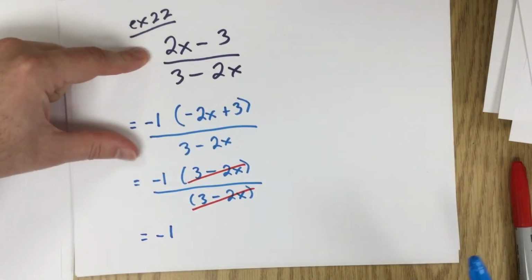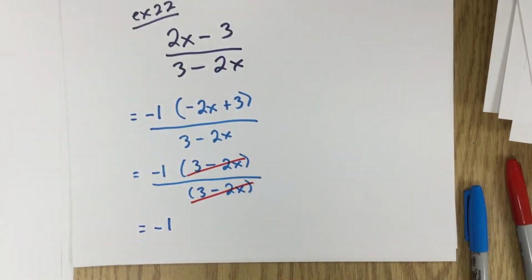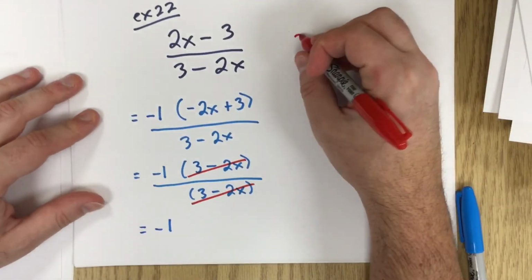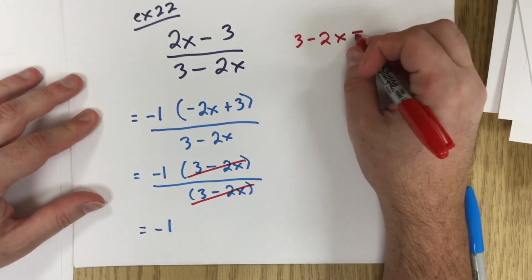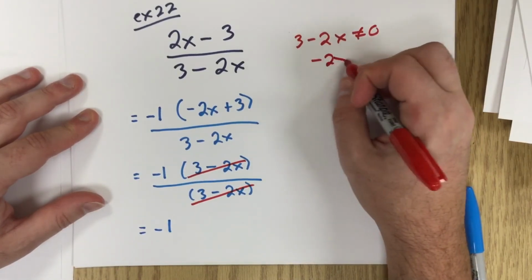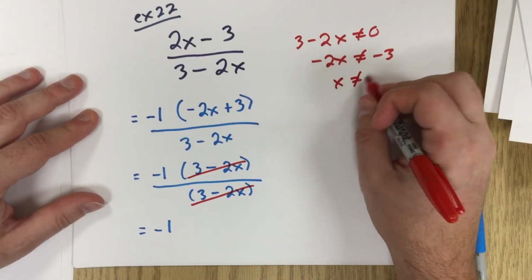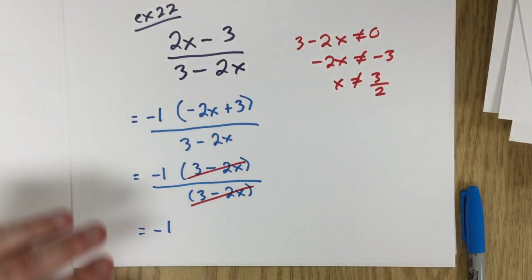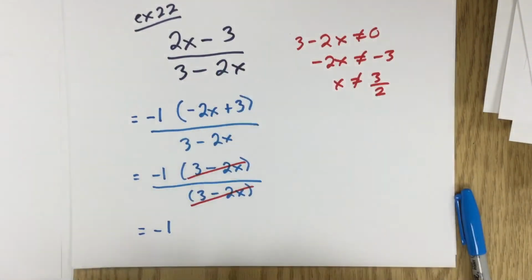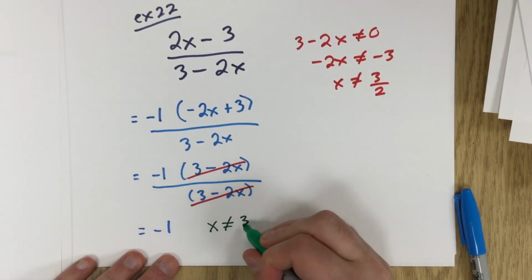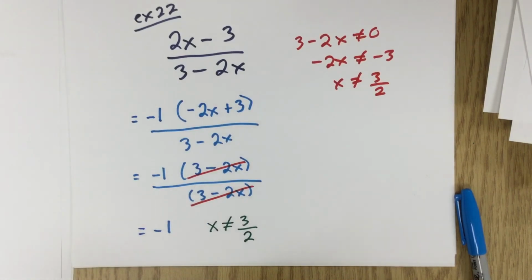So 2x minus 3 over 3 minus 2x is actually equivalent to minus 1 with a restriction. The restriction is that 3 minus 2x cannot be 0, minus 2x cannot be negative 3, so x cannot be positive 3 over 2. So this is equivalent to this as long as x was not equal to 3 over 2. And that's it.